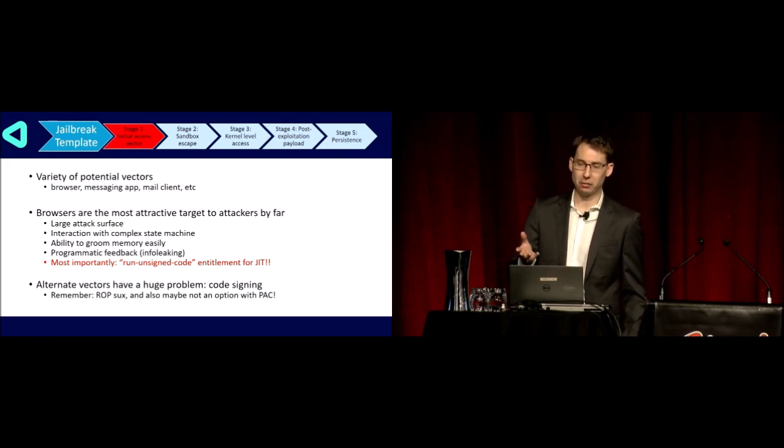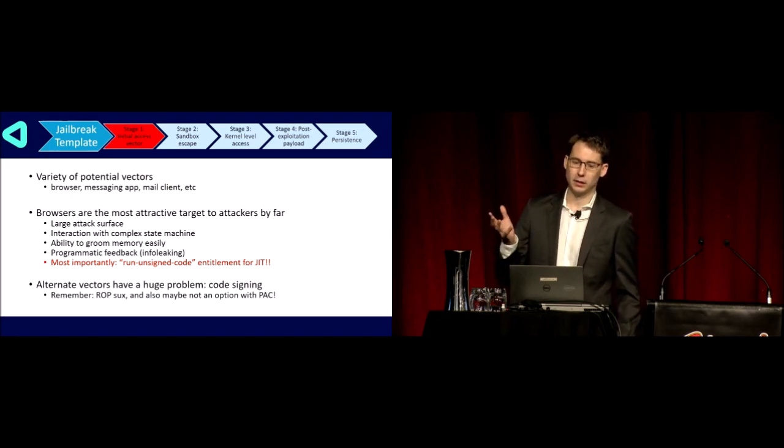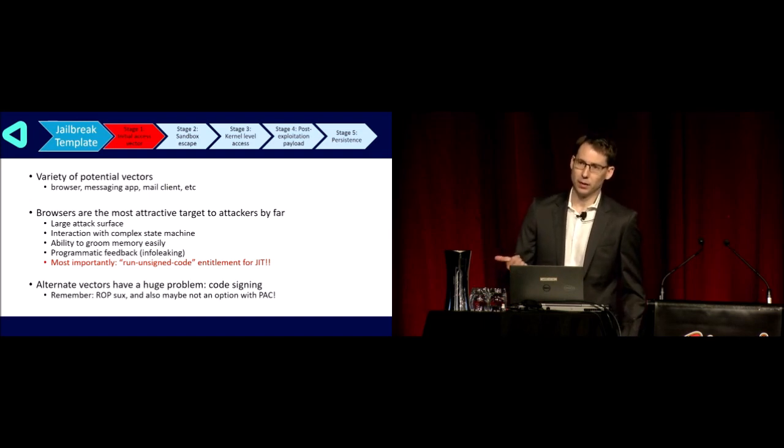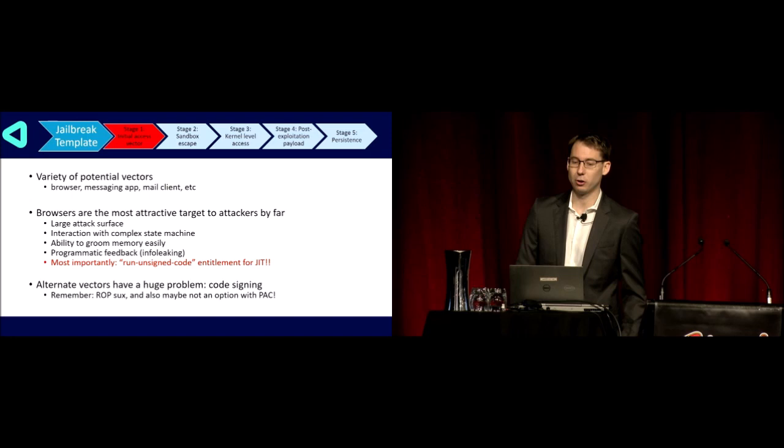If you target another thing such as a messaging app or an email client, something that doesn't have this entitlement, then there are several huge problems, really. One of them is that you don't have a programmatic interface. It's often harder to groom memory, but also you'll have to bypass code signing, which might mean having to do everything in ROP, and even ROP might not be an option with PAC on the A12s.